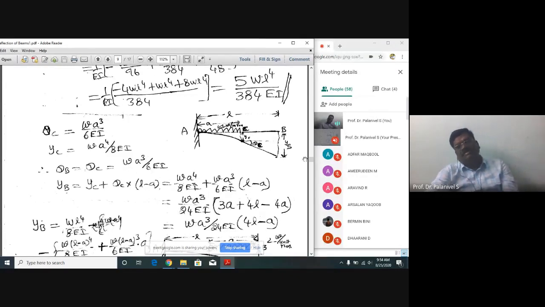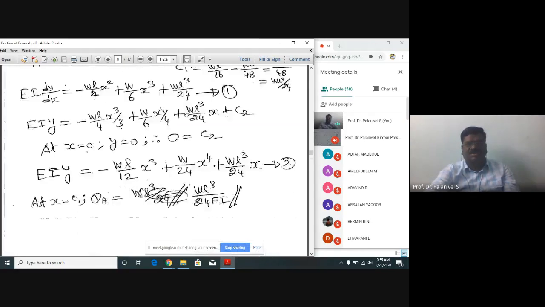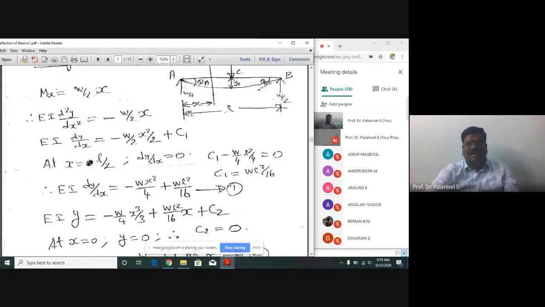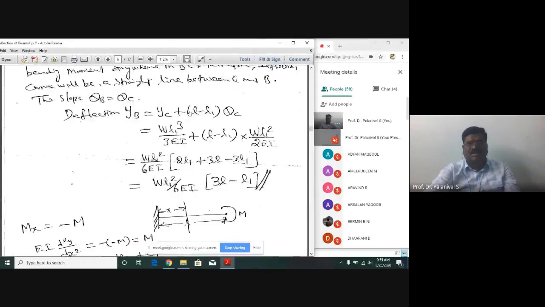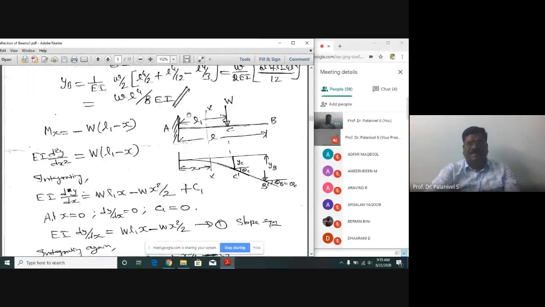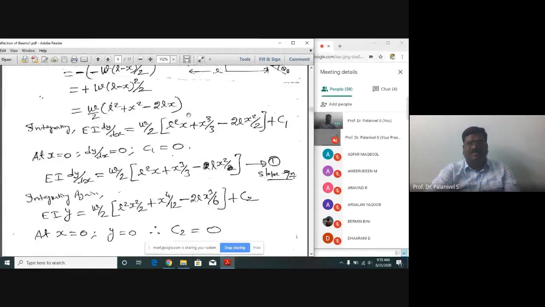So I have determined the rotation at the free end of this cantilever. The rotation at the free end of this cantilever is nothing but the rotation here, which is Wa cubed by 6EI. Because already we know this case. Please remember, recall. Don't get confused. Already we have this.